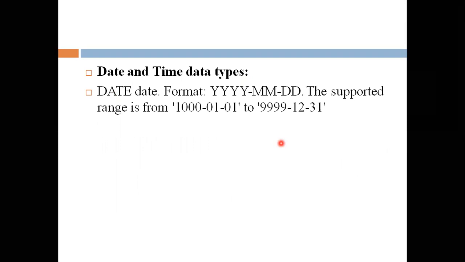And the third type is year, month, and date. And the supported range is from like this. You can see this and this. So these are a few examples of data types.